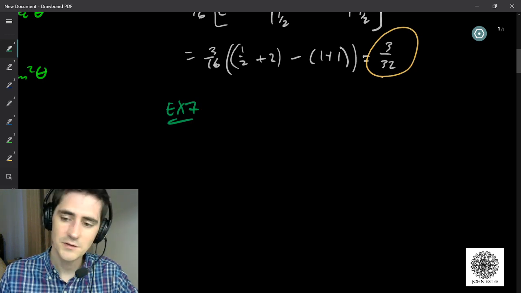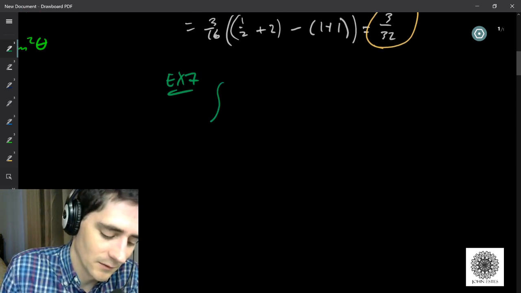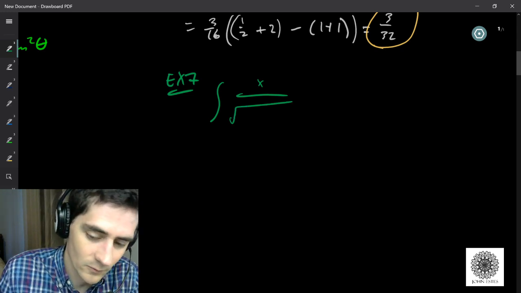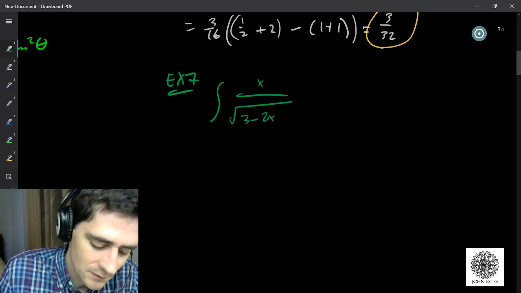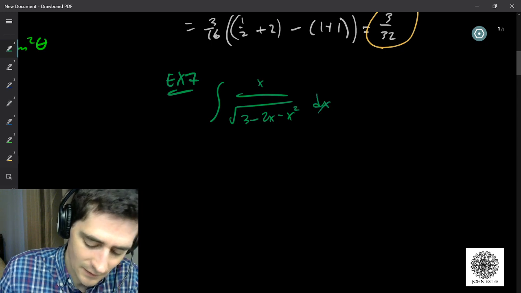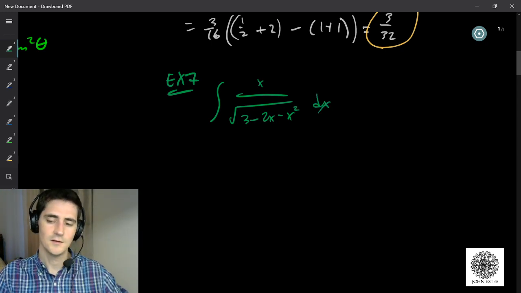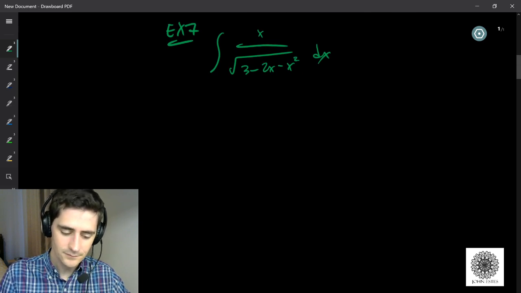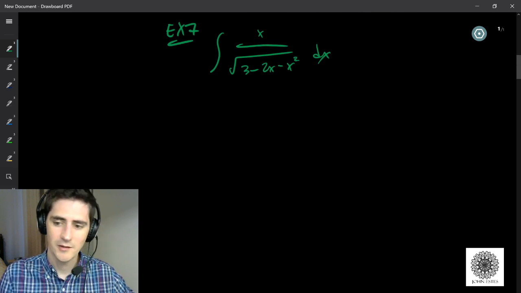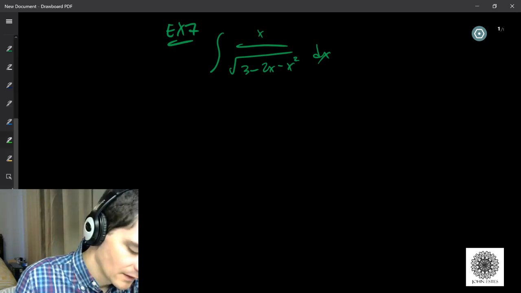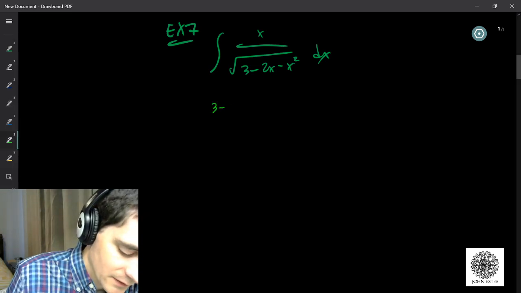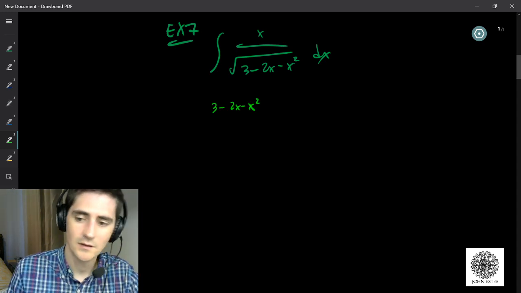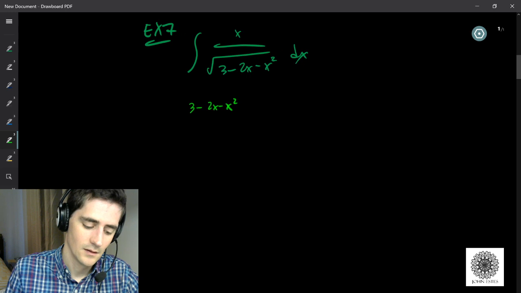All right, now let me show you one more that's also going to make us think a little bit. And just pay attention to this, okay? This is an important one. 3 minus 2x minus x squared dx. And when I'm looking at this, I don't see immediately how this is a trig substitution because I don't have my triangle set up. So what I'm going to do here is I'm going to take the 3 minus 2x minus x squared, and I'm going to have to do something called completing the square on this.